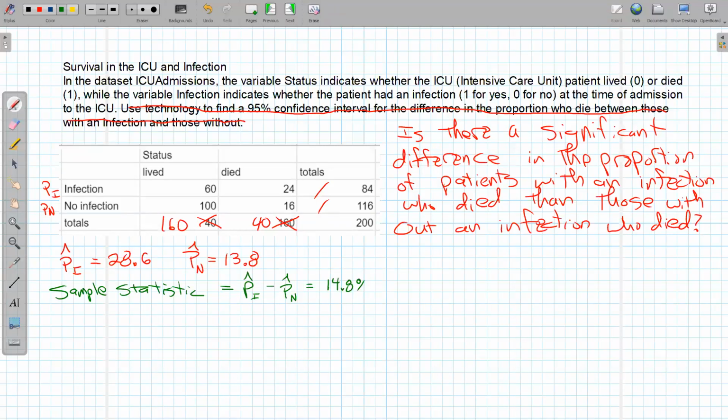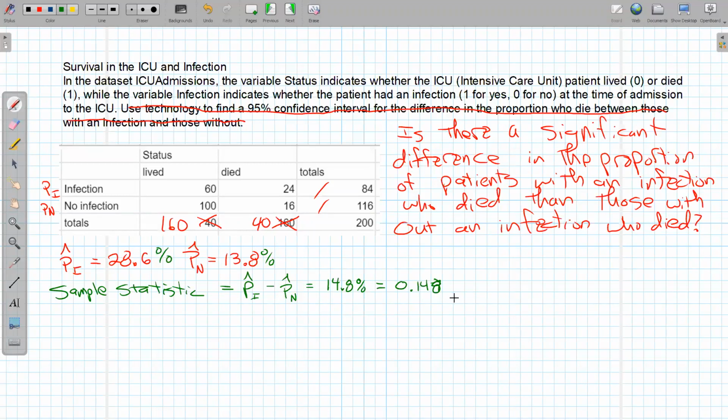And I should note that these are percents. Typically in the spreadsheet and calculators like StatKey, we have to have them as decimals. So 0.147 or 0.148 would be the better way to state that. So that's the sample statistic. That's a pretty big difference. Okay, so that's the mean difference, kind of, when we did our confidence interval.